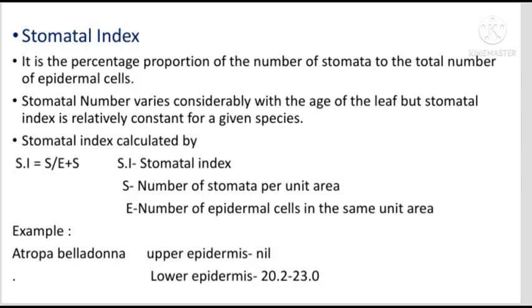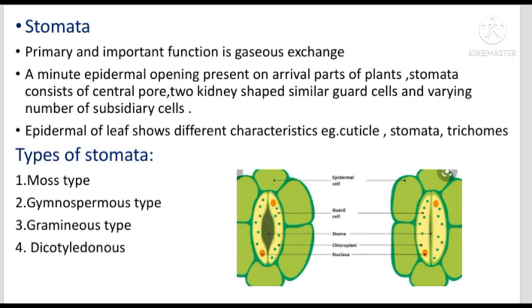Stomatal index. It is the percentage proportion of the number of stomata to the total number of epidermis cells. Stomatal number varies considerably with the age of the leaf, but stomatal index is relatively constant for a given species. It is calculated by the formula SI = S / (E + S). SI is the stomatal index, S is the number of stomata per unit area, and E is the number of epidermis cells in the same unit area. Example is Atropa belladonna.